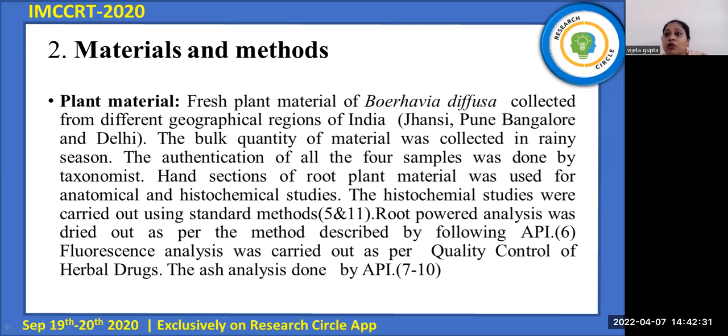The hand sections of the plant root material were used for anatomical and histochemical studies. The histochemical studies were carried out by standard methods, and root powder analysis was carried out as per the method mentioned in the API. Fluorescence analysis is done as per Quality Control of Herbal Drugs, written by Pulok Mukherjee, and ash analysis is done by the API method.